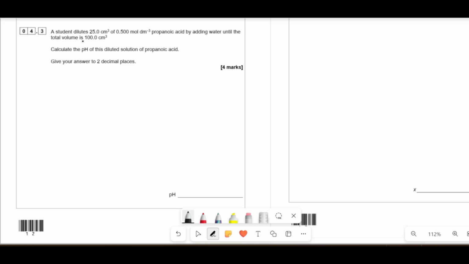C2H5COOH. A student dilutes 25 centimeters cubed of this much propanoic acid by adding water until its total volume is that. Calculate the pH of this diluted solution of propanoic acid. Give your answer to 2 decimal places.